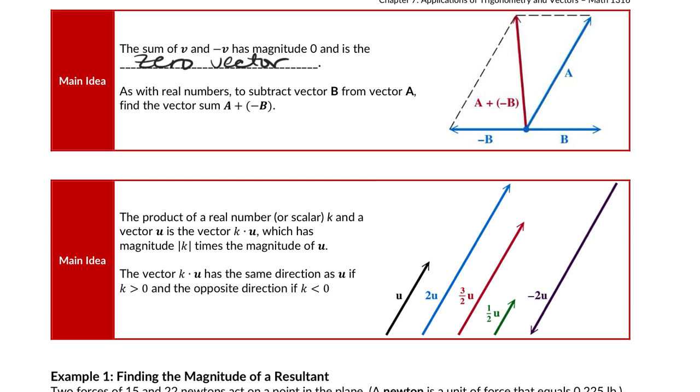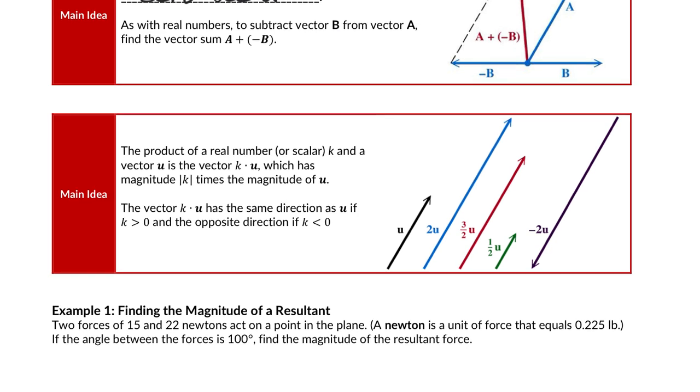The last thing here is that the product of a real number or scalar, some number k, and a vector u is the vector k times u, and has a magnitude of k times the magnitude of u. That is basically telling you that if you take a vector quantity and you double it, the magnitude will double. If you take half of it, the magnitude will become half. So if you see here, this is u. This is 2u. You see how it's doubled? This is 1.5u. See how it's 1.5 times? This is half of u. This is half the size.